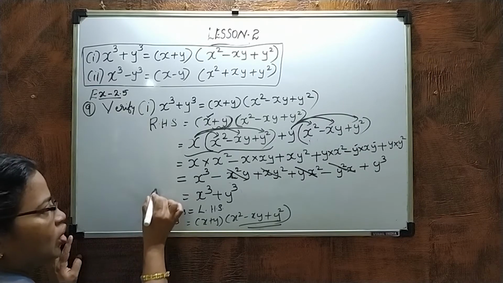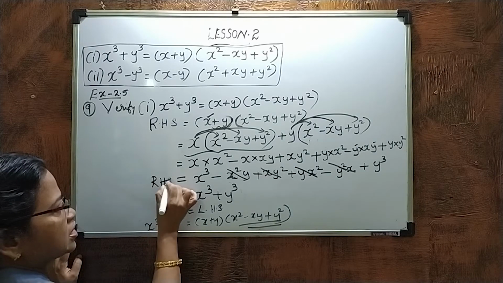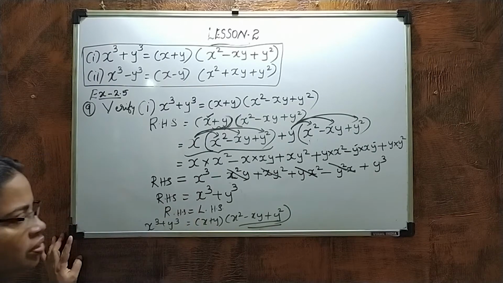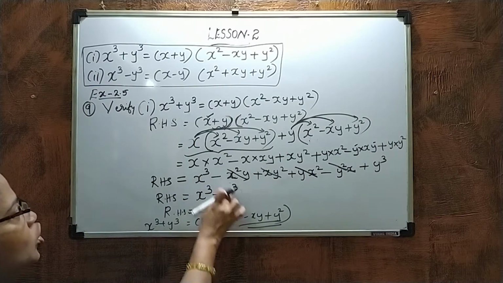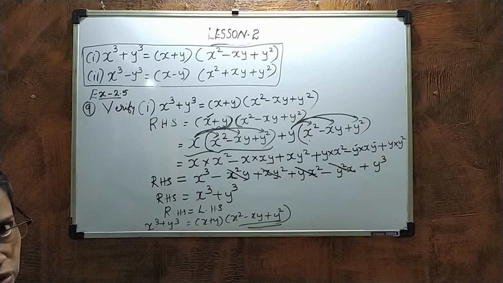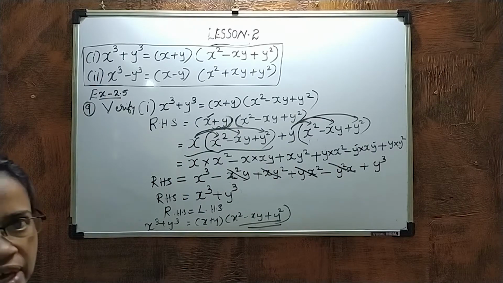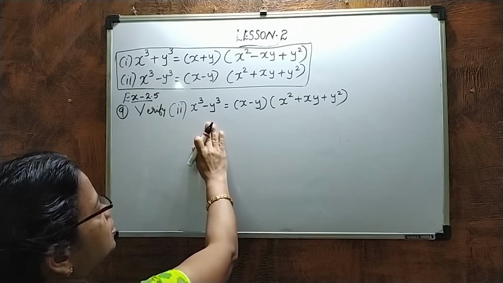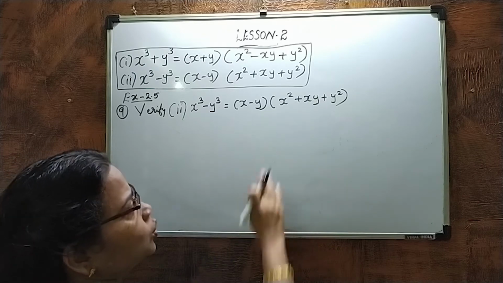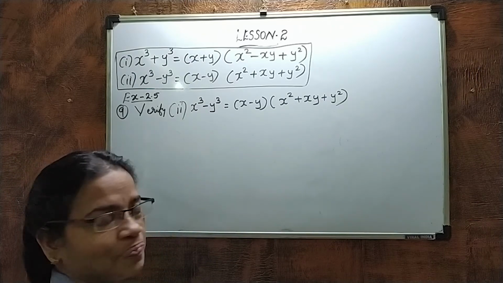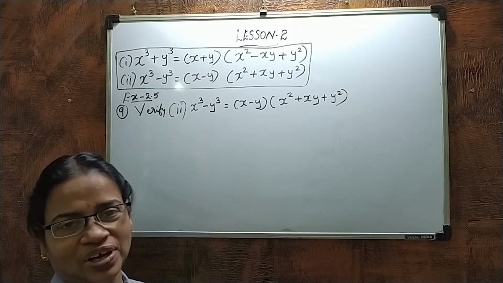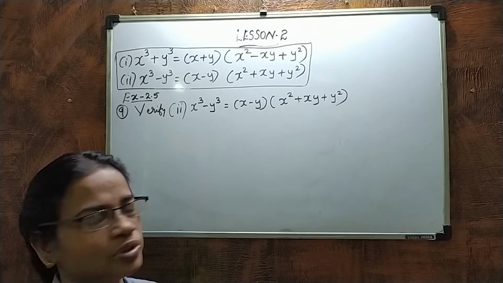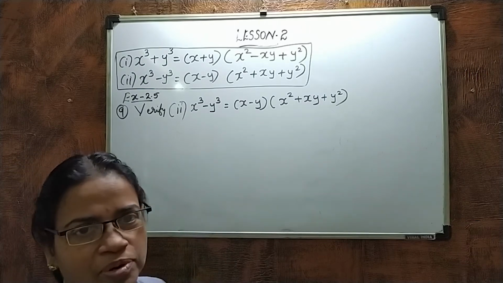Clear? So here and all, we will write it as RHS is equal to, here also RHS is equal to, then here last section x cube plus y cube means that is LHS. Okay, clear? Now this is the second one. Verify x cube minus y cube is equal to x minus y into x square plus xy plus y square. Same way what we have done earlier, same way we can do this one also. Okay, we can do this problem also.